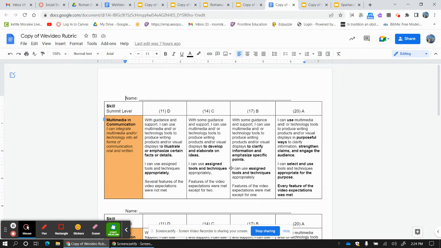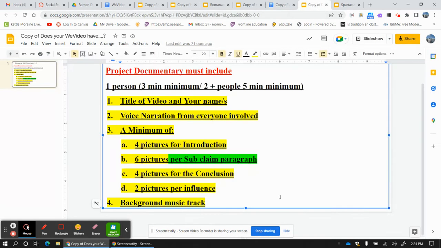This is your rubric. 20 points, 17 points, 14 points, and 11 points. If you want an A, you need to make sure that you meet these needs. Well, how do I get an A? What do I need to do? You need to do that right there. That's how you get an A. So let's take a look at what I'm talking about.